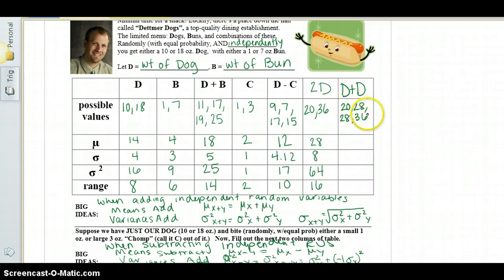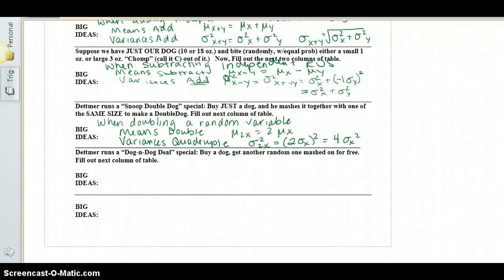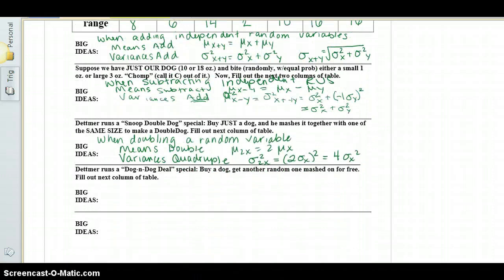Okay, so there's actually more values here than there were with 2 times D. When you find the average, it's 28. But when you find the standard deviation, it's 5.67. And the variance is less, it's 32. The range is the same at 16. Okay. So when you add 2 values from the same random variable distribution, it's not the same thing as doubling the random variable.